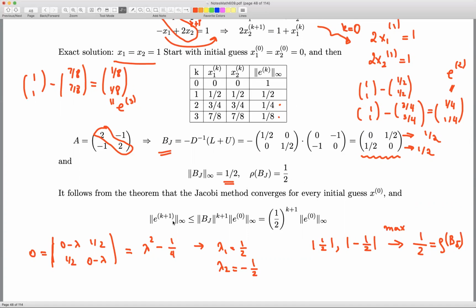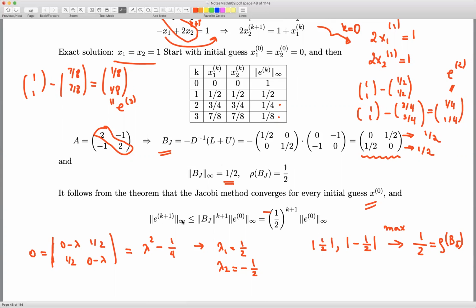And therefore, using our theorem, any of the theorems, because both of those are less than 1, we will see that the Jacobi method converges for every initial guess x0. So here we chose x0 to be 0, but if you choose another initial guess, then you also will observe convergence because it will follow from the theorem.